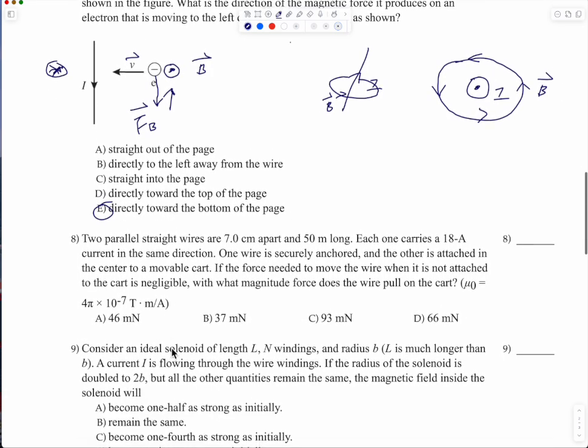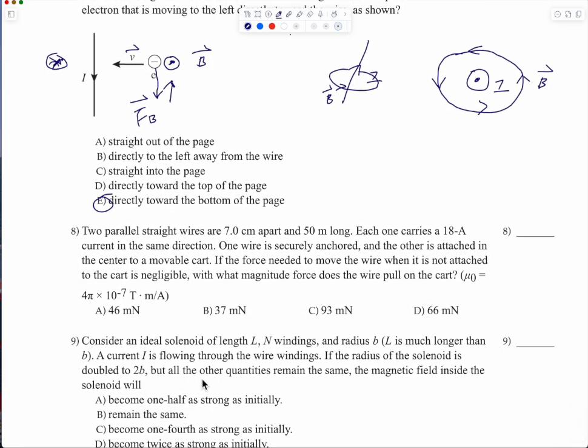All right, number 8. Two parallel straight wires, 7.0 centimeters apart and 50 meters long. Each one carries an 18 ampere current in the same direction. Same direction, 18 ampere and 18 ampere.